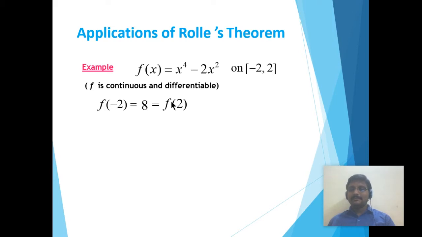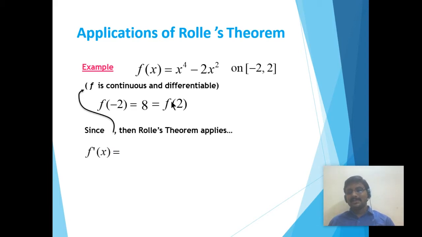Hence, by Rolle's theorem, there exists at least one value of x, say c, such that f dash of c is 0. So since Rolle's theorem applies, we will have f dash of x equal to 0. What is f dash of x? The derivative of f of x.